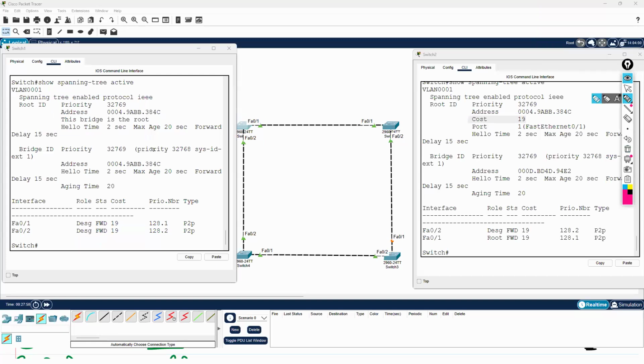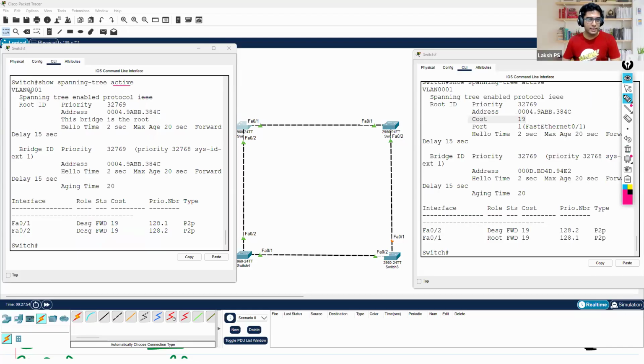So here, I just wanted to show you this. When it says active, it shows only for VLAN number 1, since there is only one VLAN configured. Now, here it says root ID, meaning the root switch's priority and the root switch's MAC address. So this is 32769.